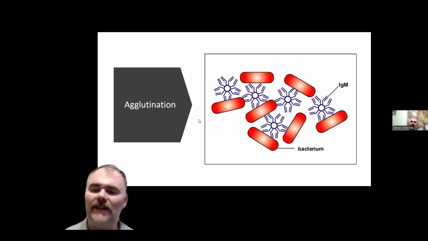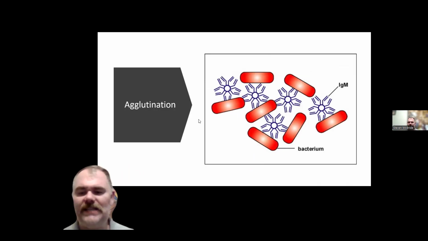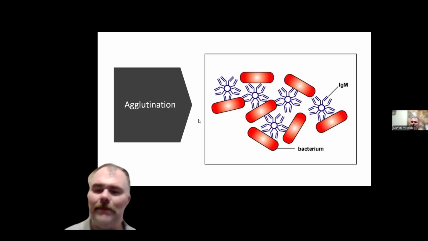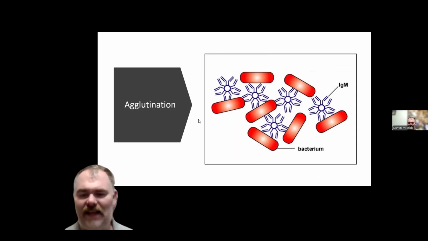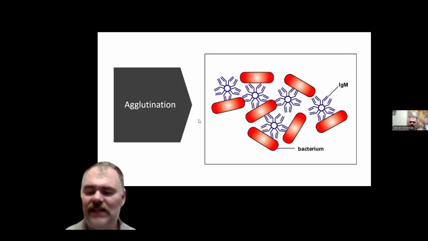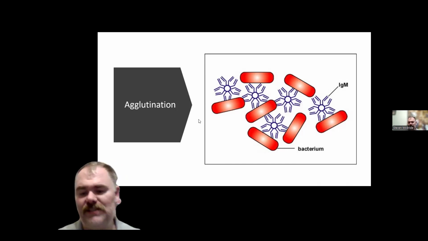Antibodies can also cause agglutination. Because each antibody has multiple antigen binding sites, a single antibody can bind more than one pathogen at a time. As antibodies bind multiple microbes, they can link pathogens together into large clumps. These clumps are easier for phagocytes to capture and remove from circulation. Agglutination also helps limit the spread of pathogens throughout the body.